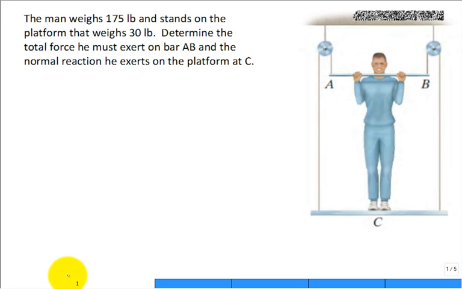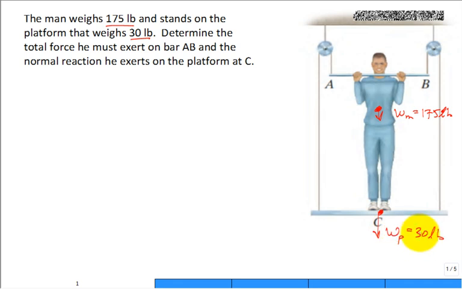A man has a weight of 175 pounds and stands on a platform that weighs 30 pounds. Where exactly is the man? Right here. It has the weight Wm for the man, and we'll put it at 175 pounds. And right here, the weight of the platform is 30 pounds.